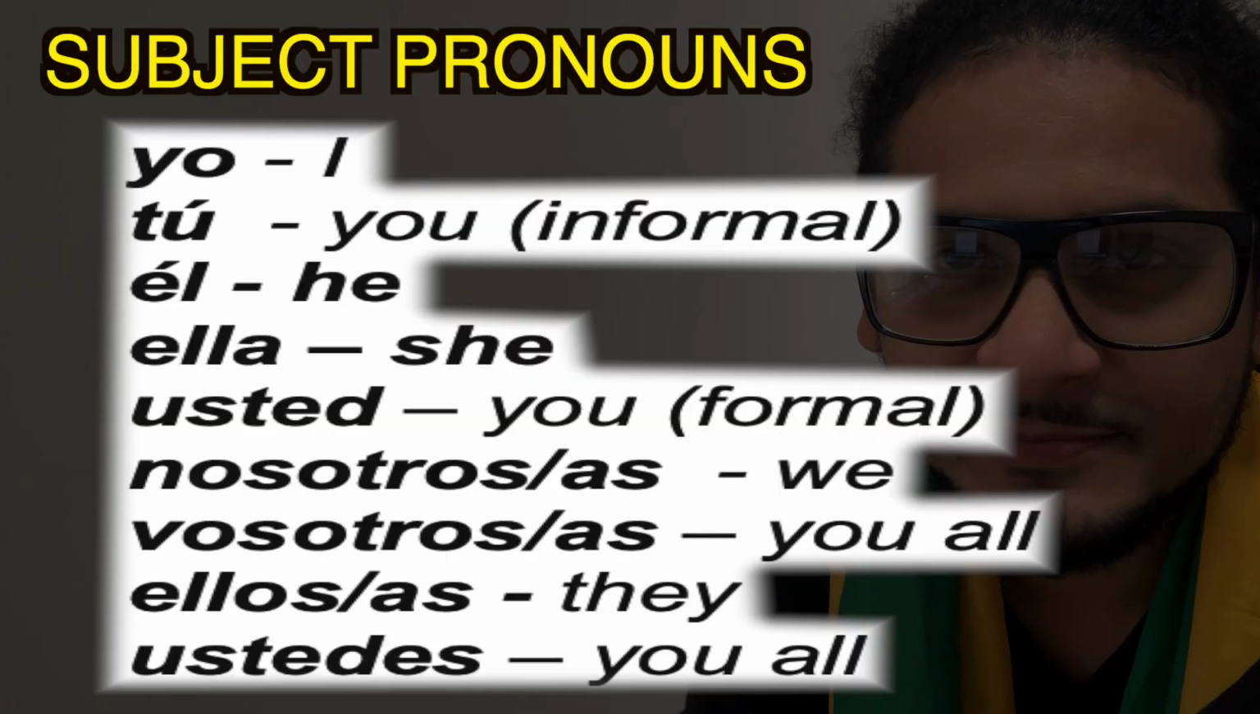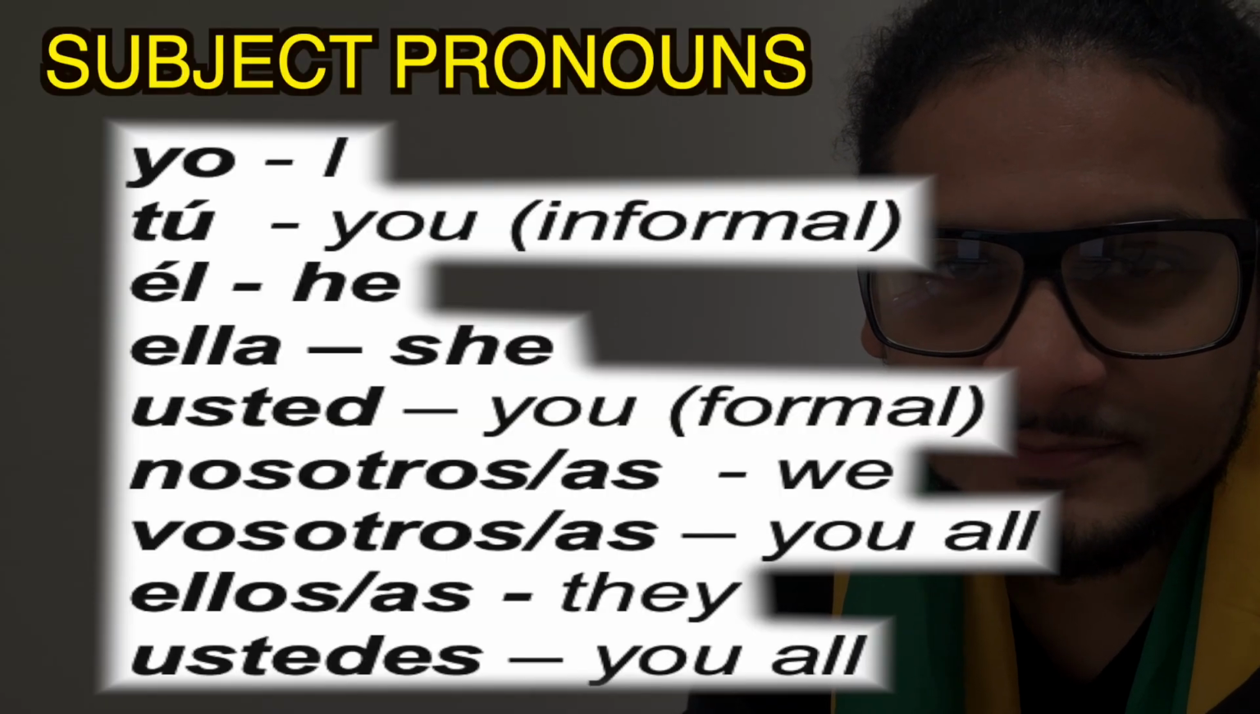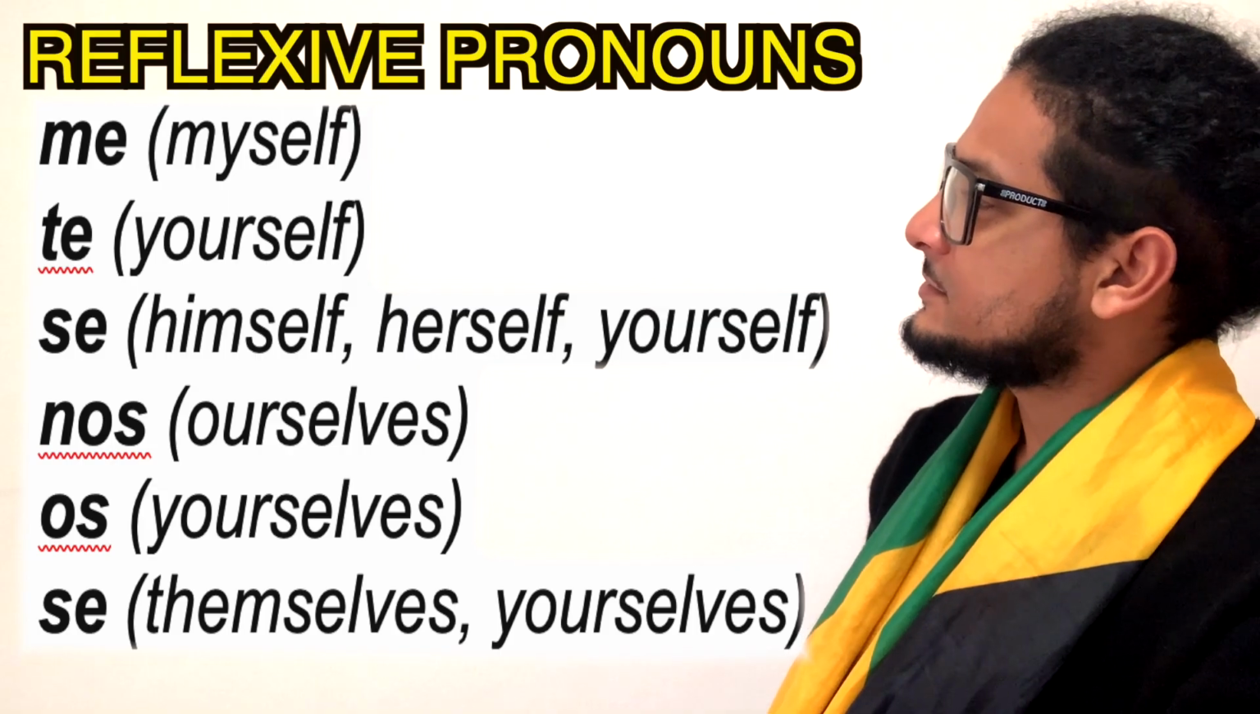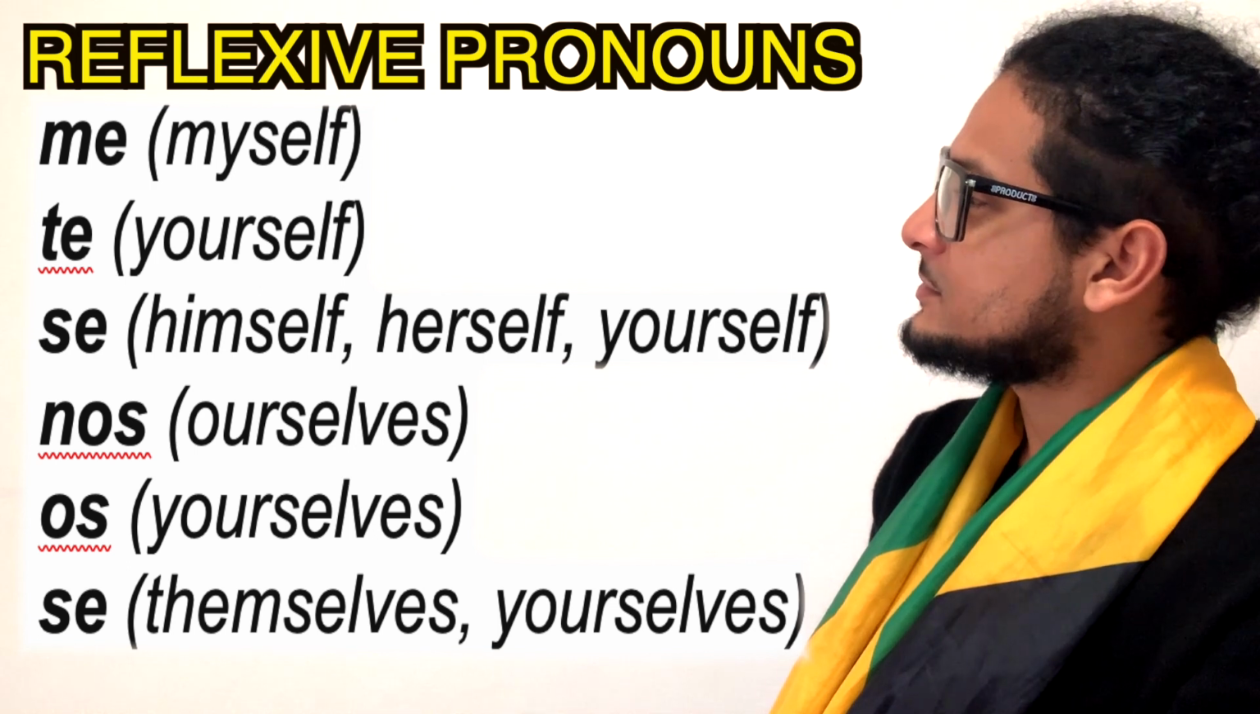These are called subject pronouns. Reflexive pronouns are not subject pronouns. Reflexive pronouns are me, te, se, nos, os, se. These are reflexive pronouns. With the reflexive verbs, you have to put the reflexive pronoun before the verb.